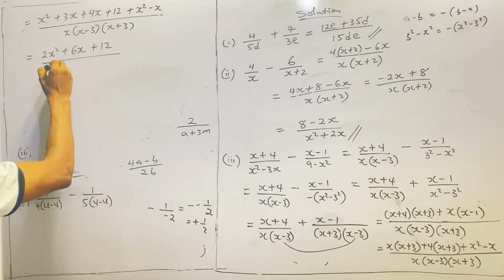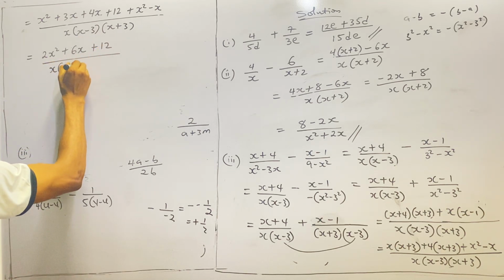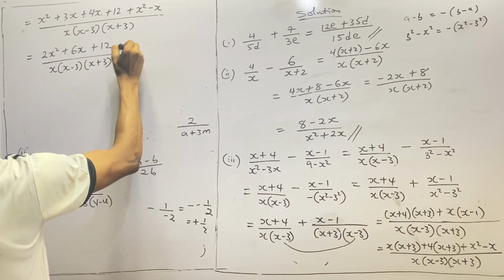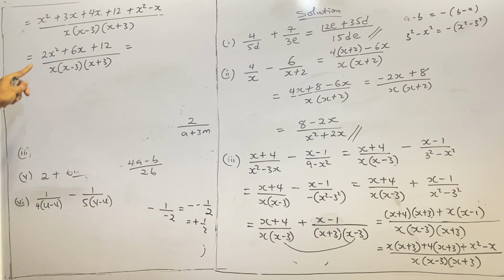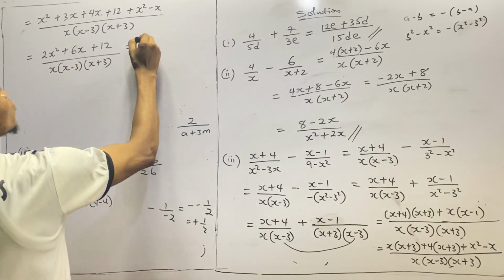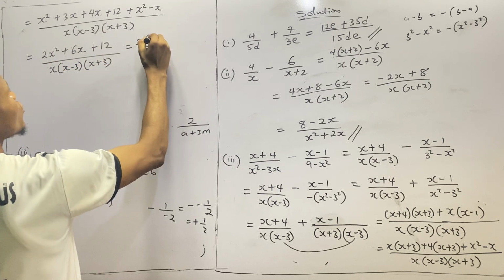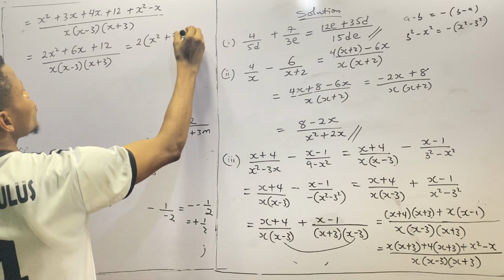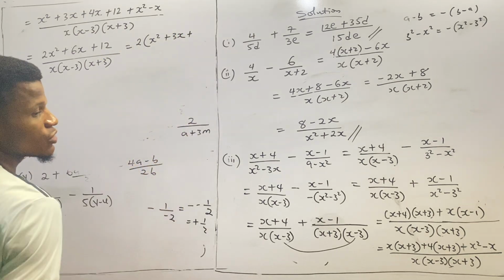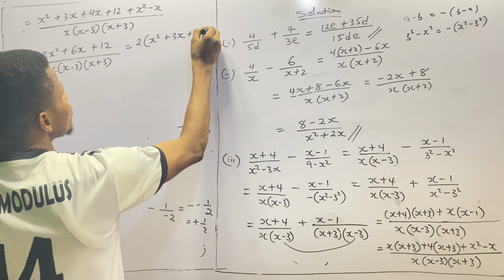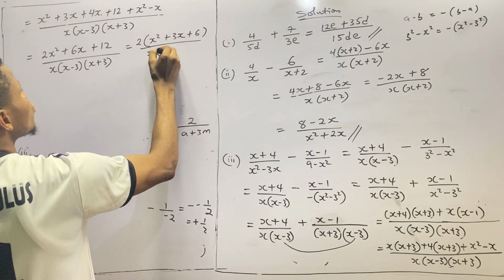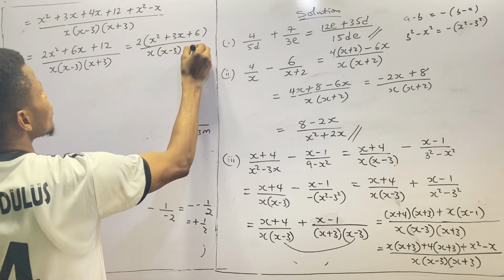Okay, so we have x into x minus 3 and x plus 3. So at this point, we can, of course, factorize the 2. 2 is common, so put 2 outside the bracket. 2 divide 2x squared, x squared, plus 2 divide 6x, 3x, and plus 2 divide 12 should be 6. Then all over x into x minus 3 into x plus 3.